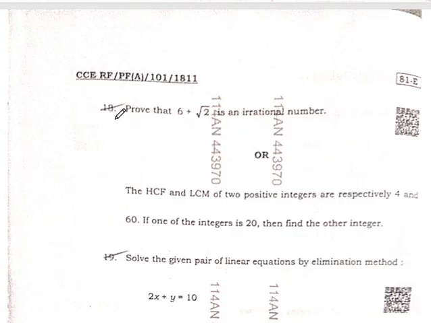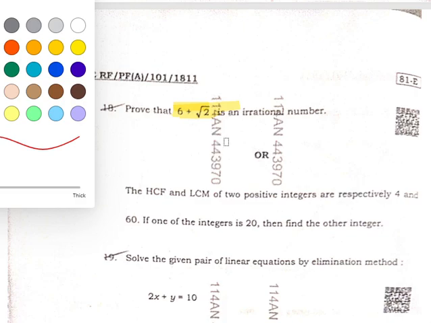Next question, 18th question, prove that 6 plus root 2. We already know that any kind of root numbers and pi are irrational numbers. So we have to prove here that 6 plus root 2 is an irrational number.